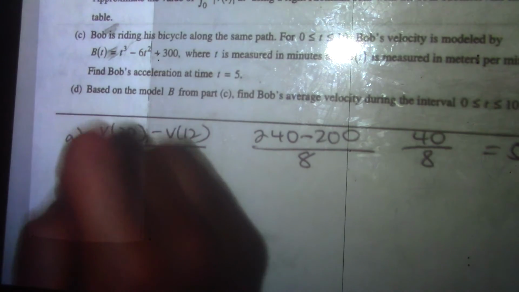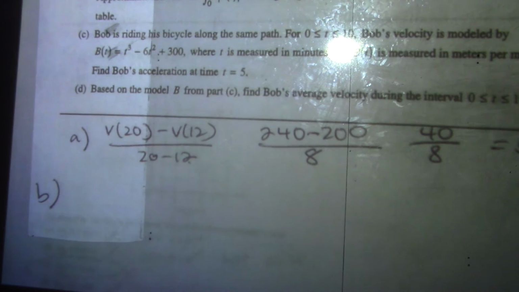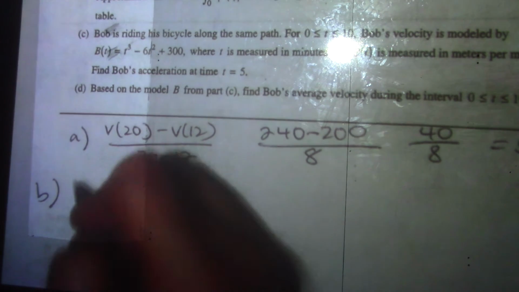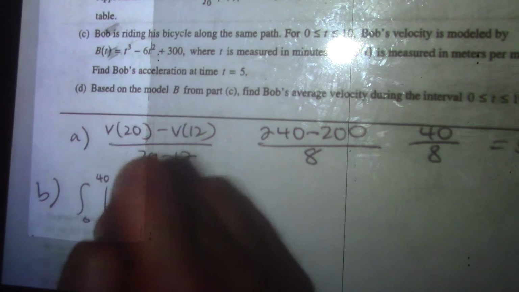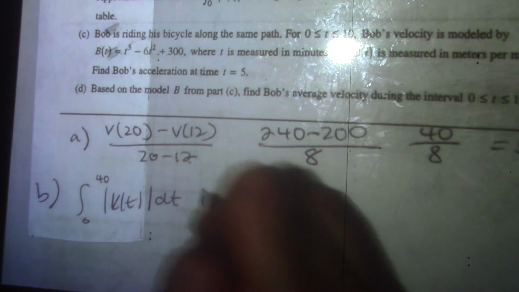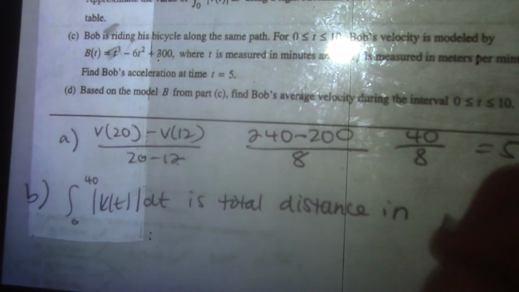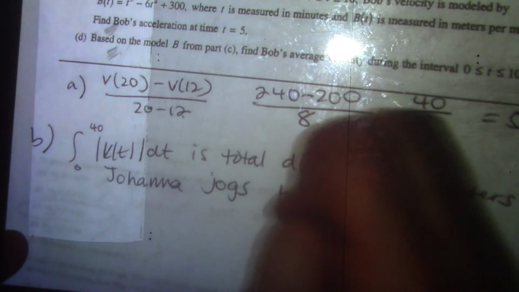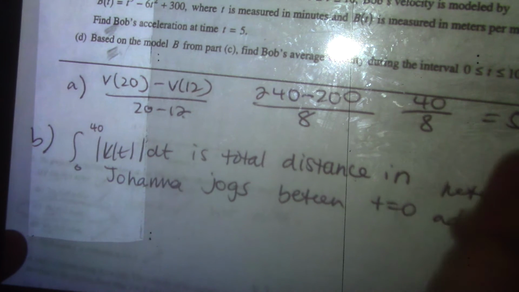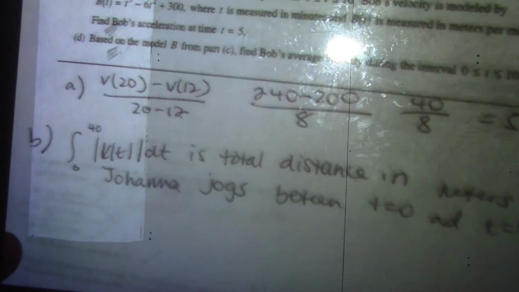All right, that was A. Now B, I want to explain what the meaning of this definite integral would mean. So this right here is, so the absolute value of the velocity should be the total distance traveled. So this is the total distance, and we have to put our units because it says units, that's going to be part of the points, in meters. That Joanna jogs, and we need to tell the time, right? That's between t equals 0 and t equals 40 minutes. Perfect.